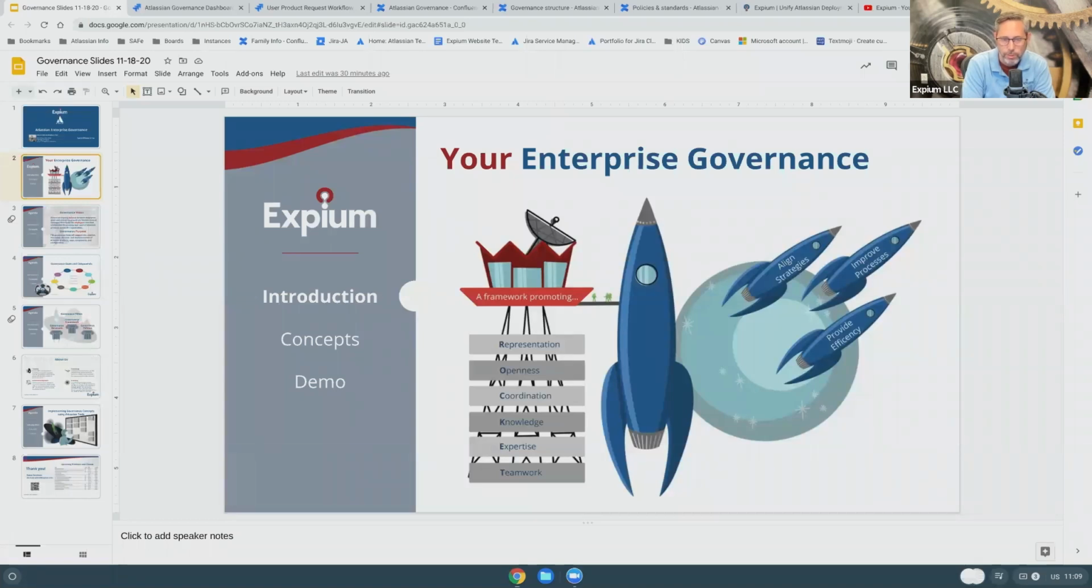Representation is going to be an opportunity to make sure that your governance is not too top-heavy or heavy-handed. It's an opportunity to make sure that the people that are running your rocket, the people that are making your company successful, and the people that are using Atlassian tools are also the ones that are deeply involved in the governance process.